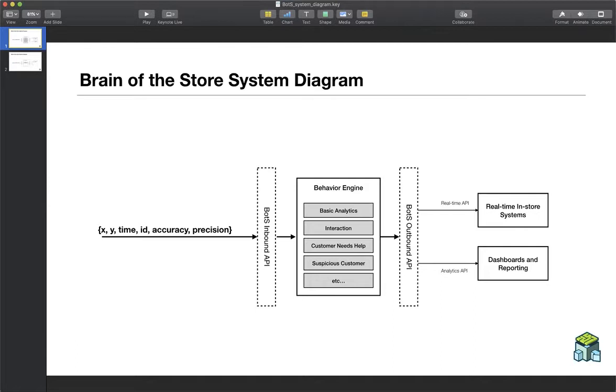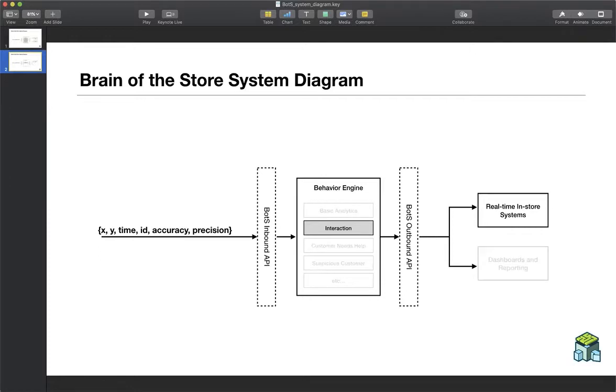That all feeds into our behavior engine in the center there, which is really the core of what we do. We implement lots of different use cases in our behavior engine. Today, we're going to talk about just one. And then we have our outbound API that's got a real-time component at the top, which can drive in-store systems like communication devices or tools for a store manager. And then our analytics API at the bottom that provides historical data for doing post hoc analysis, dashboards, and other forms of reporting.